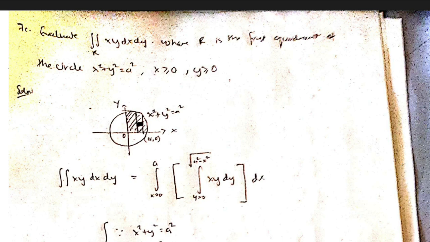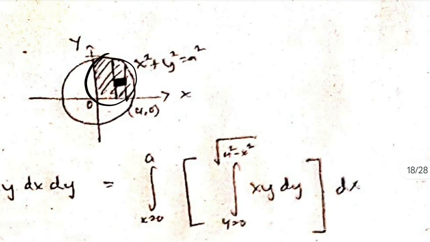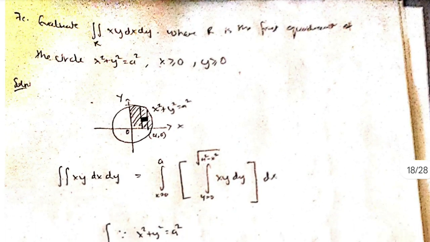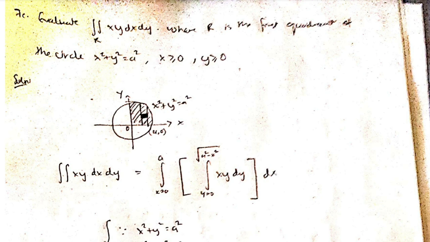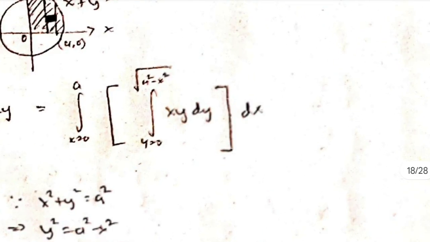Evaluate the given integral where R is the first quadrant of the circle. The equation is given, so this is the first quadrant of the circle. As I told you, if you are differentiating with y first, the limit should be of x. So here I am differentiating with respect to y first, dy, so the limit should be in x.